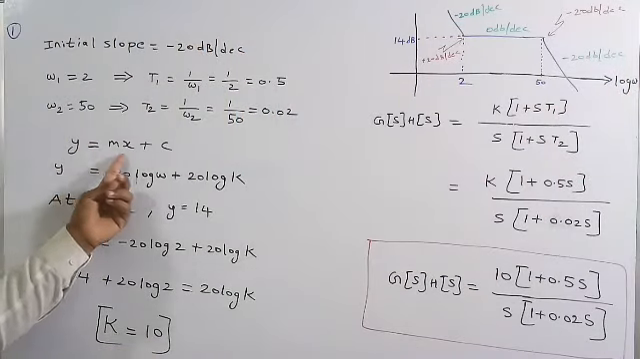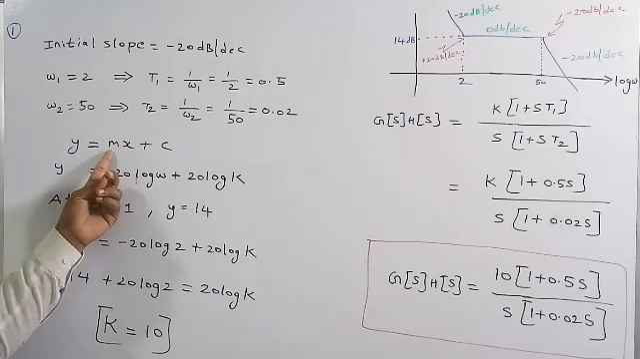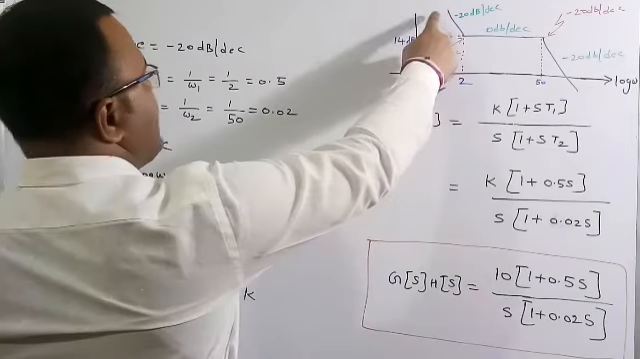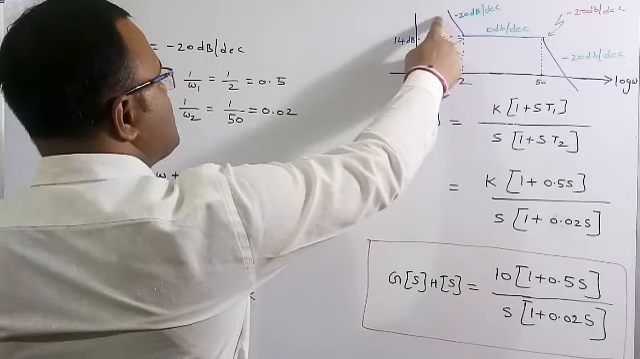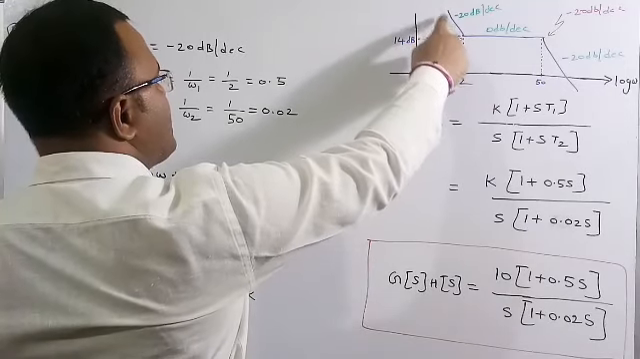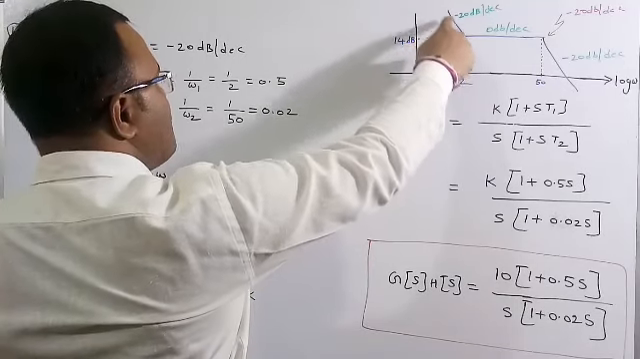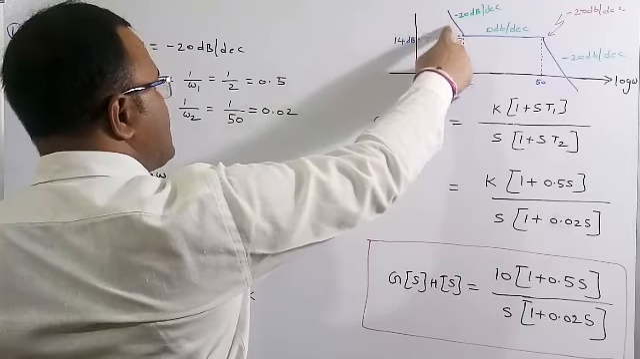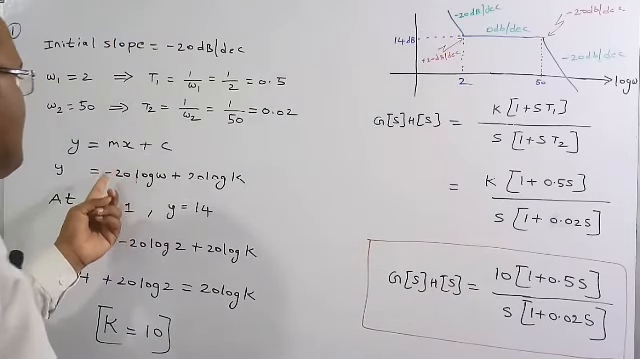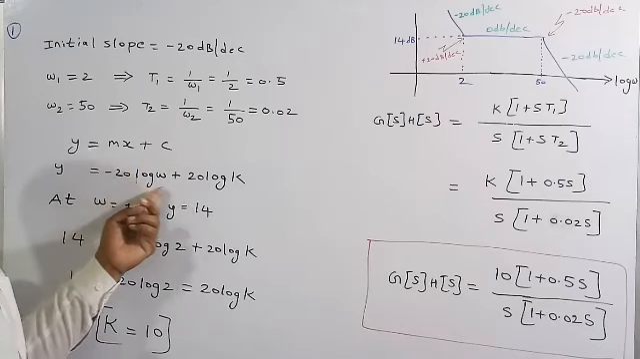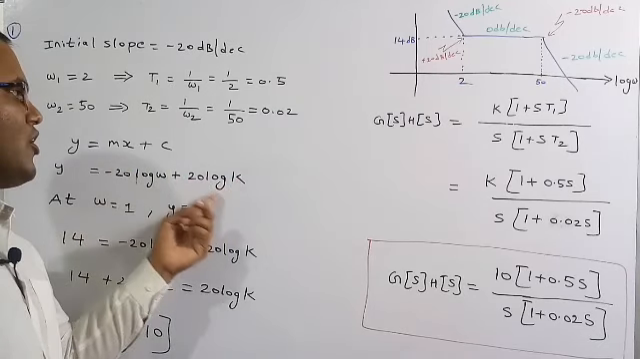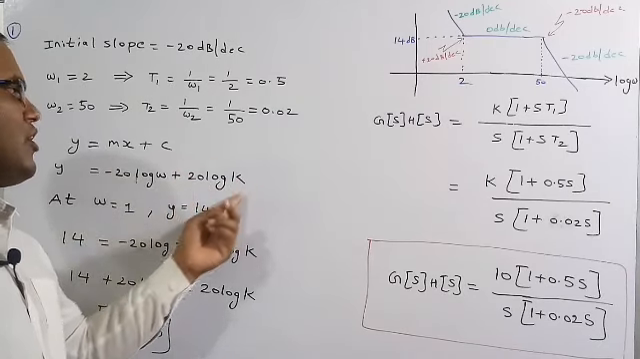So y is equal to mx plus c. Here, for the slope, I am going to take the initial line. The initial line slope is minus 20 decibels per decade. So I am going to write the expression of this first straight line, which is y = minus 20 (x-axis is log omega) plus 20 log k. Here c is equal to 20 log k.